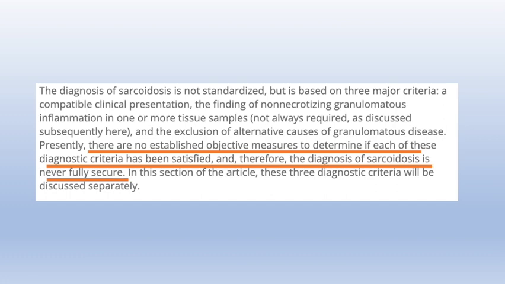And since nobody can ever rule out all the other causes of granulomatous disease, which I will be showing in the coming slides, the diagnosis of sarcoidosis is never fully secure. So even if you are highly confident in diagnosing a patient as sarcoidosis, you just probably have a high probability of sarcoid in that case. So we must remember that whenever we label someone as sarcoidosis, we should have at least ruled out the other causes of granulomatous inflammation, and it's still not a secure diagnosis.